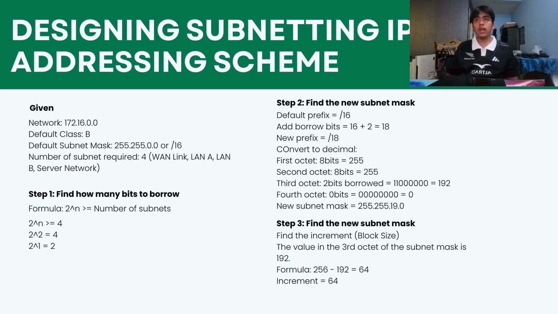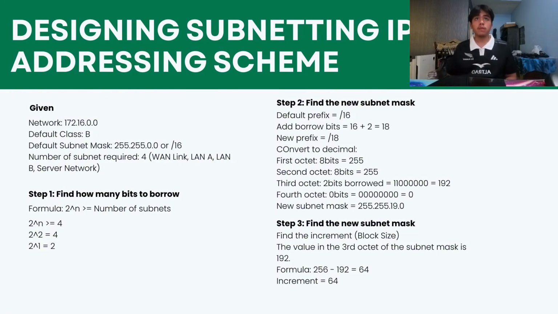So for step 1, we need to find how many bits to borrow. The formula we use is 2 to the power of n is greater than or equal to the number of subnets. As we can see here, 2 to the power of 2 is equal to 4. So n will be 2 because 4 is the number of subnets we require.